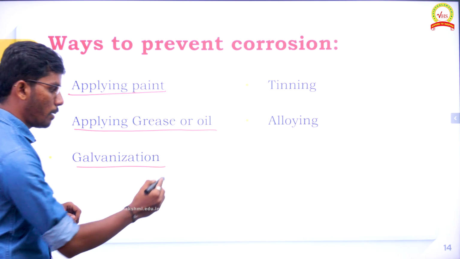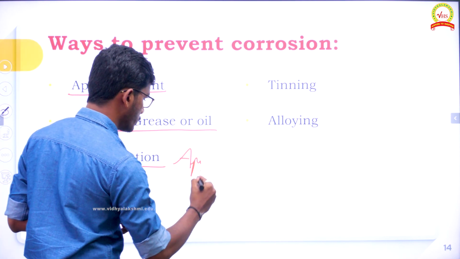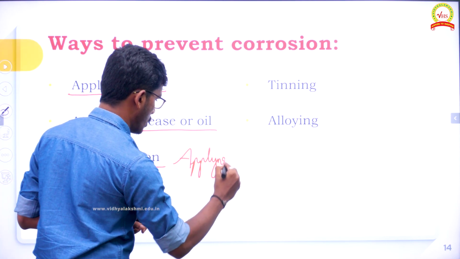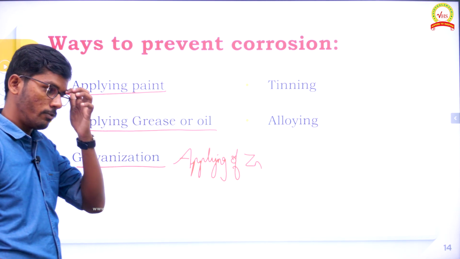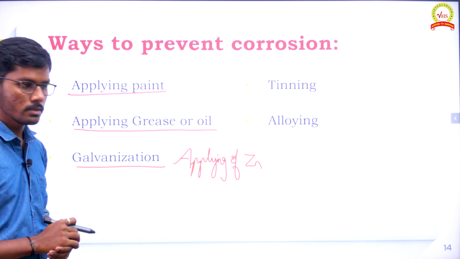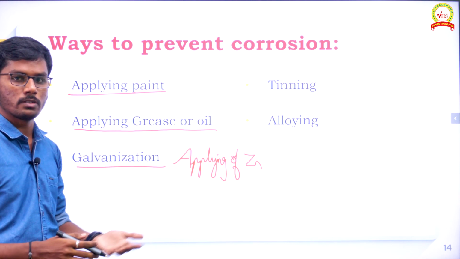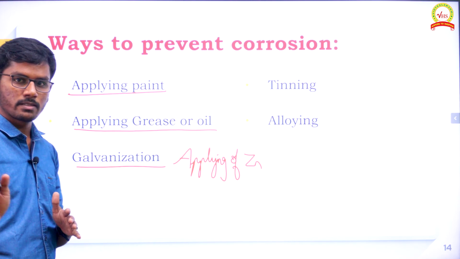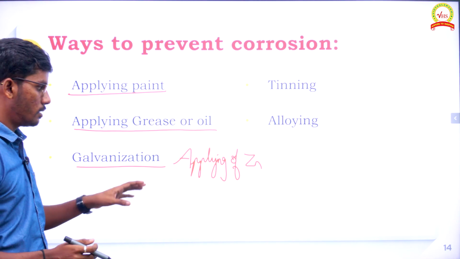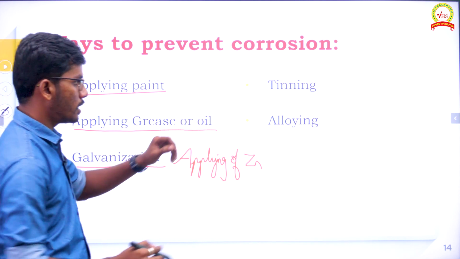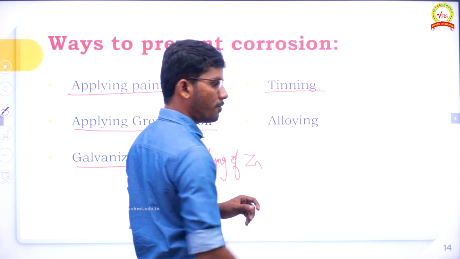Galvanization is nothing but applying a layer of zinc metal. If we apply a layer of zinc to specific metals, it prevents that metal from being oxidized, so that we can extend the lifetime of the material. That is why this process is applied. And then tinning, it is also nothing but applying a layer of tin.